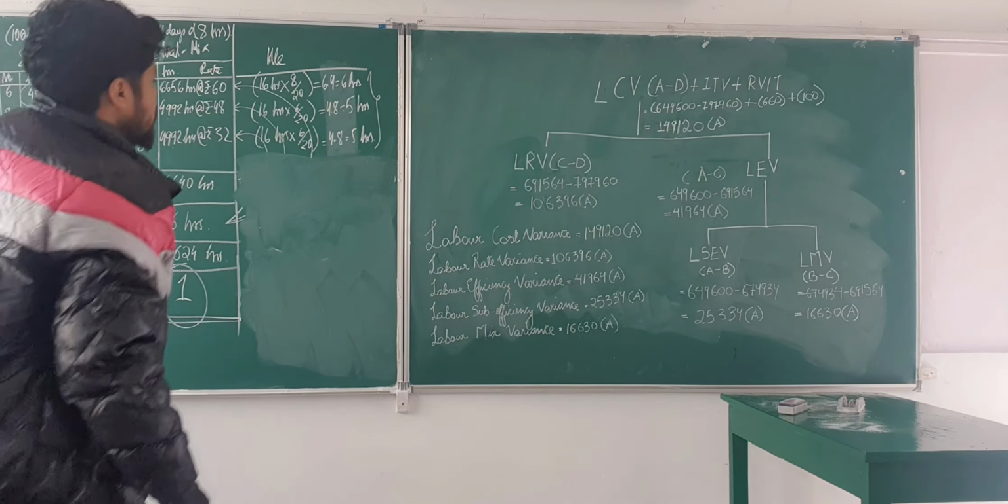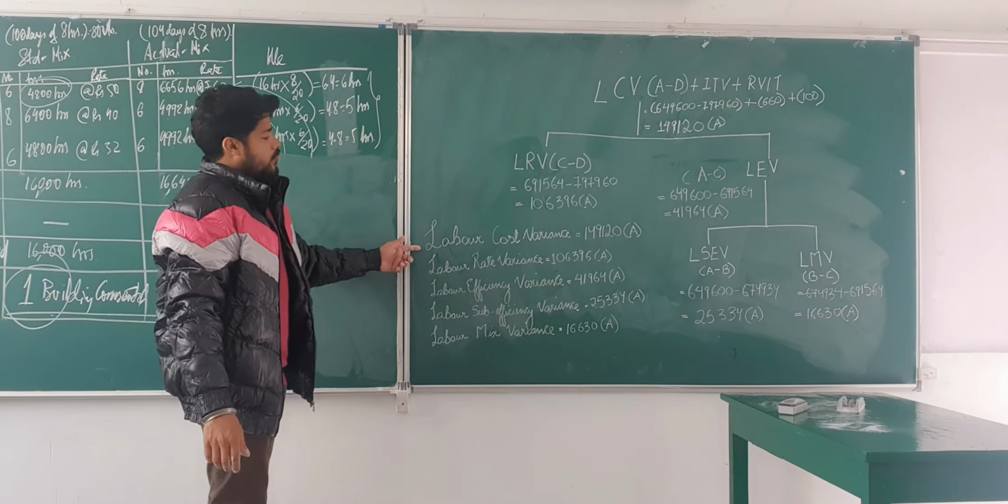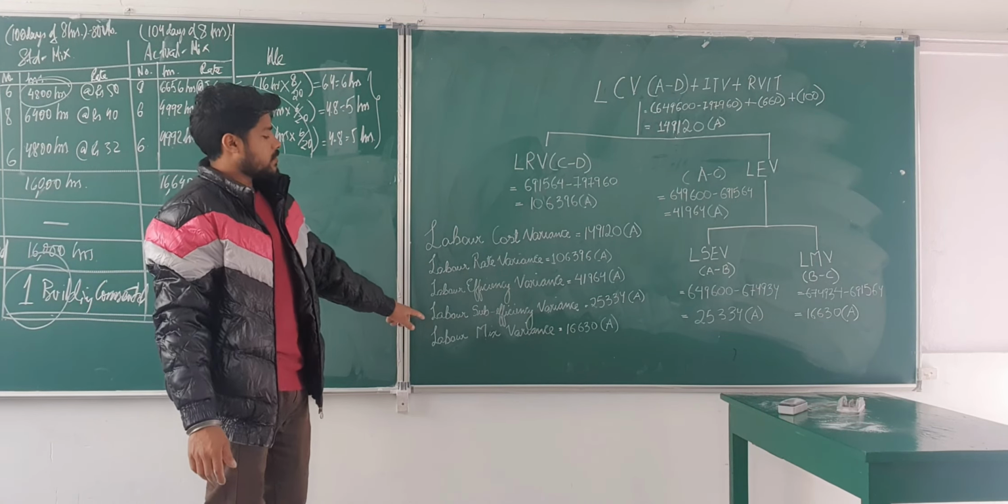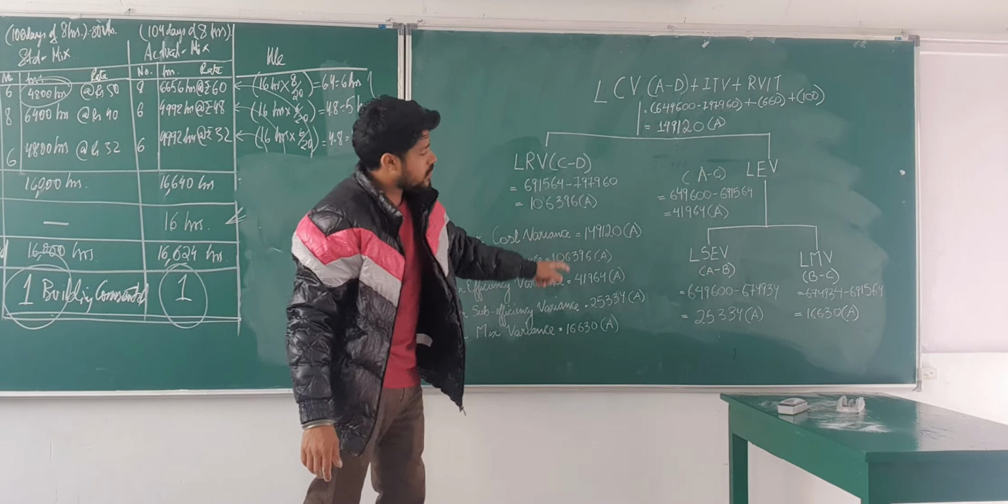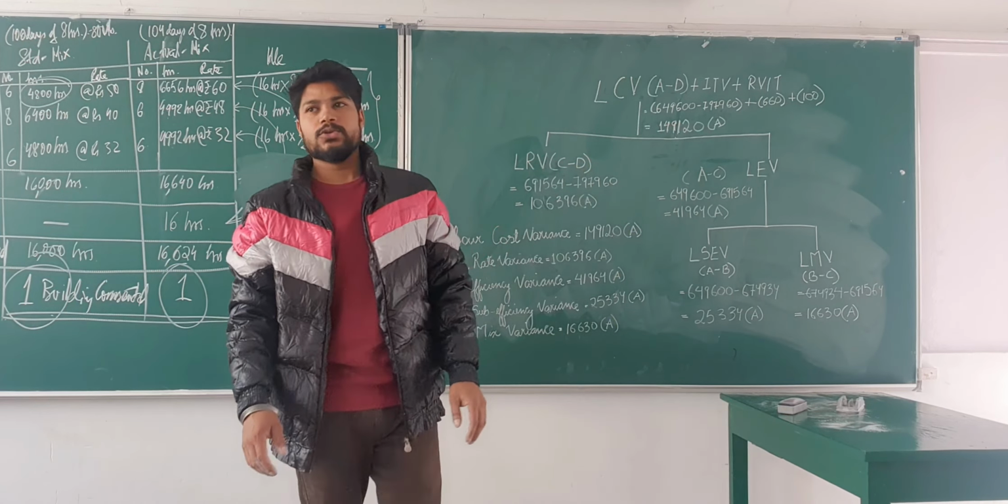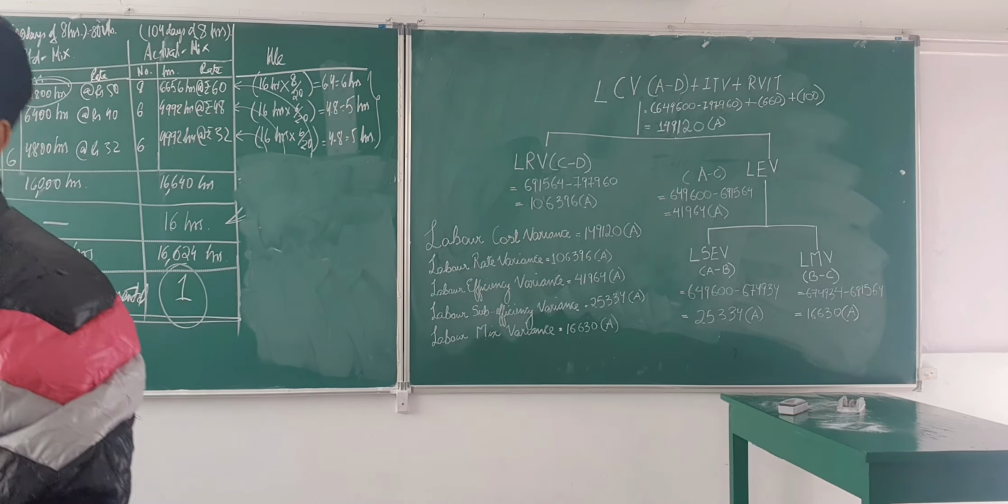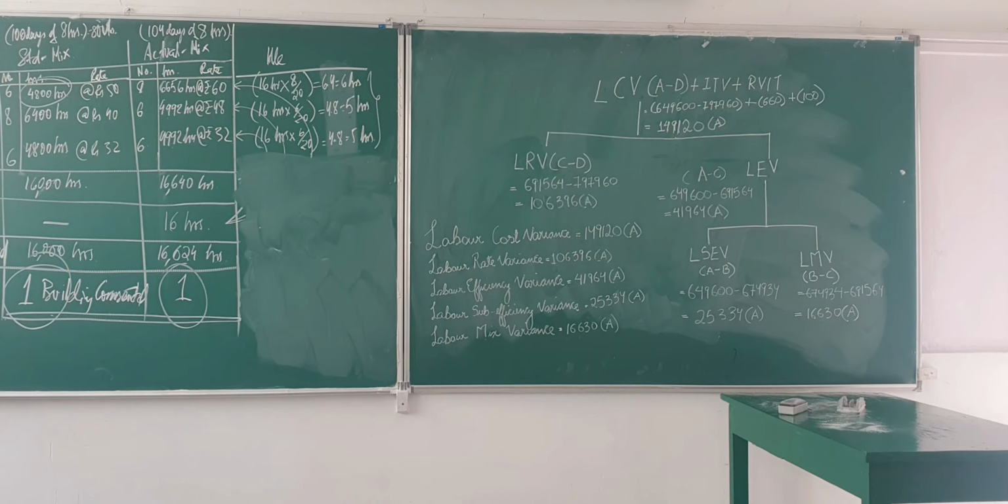So please remember, these are the answers for you: labor cost variance, labor rate variance, efficiency variance, sub-efficiency variance, and mix variance. This is the answer, not the flow chart. Flow chart helps you to calculate. Is it okay? The answer has to be given that way. All of you done?